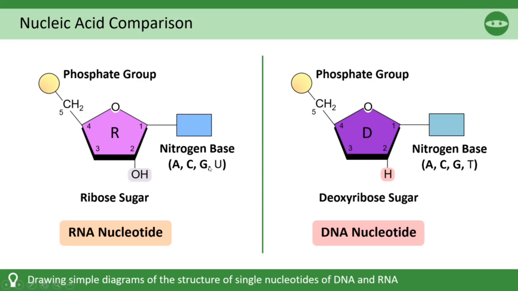And for nitrogenous bases, what's common? A, C, and G are common to both DNA and RNA. But for RNA, there will be uracil that won't be available in DNA. And for DNA, you will have the deoxyribose sugar, the phosphate group, and the nitrogenous bases A, C, G, and T, which stands for thymine, which is present only in DNA but not in RNA.